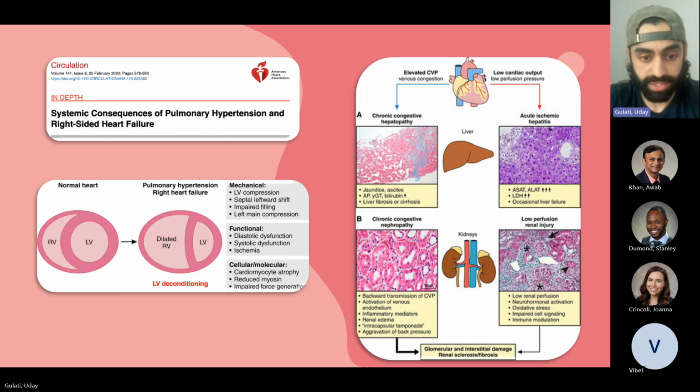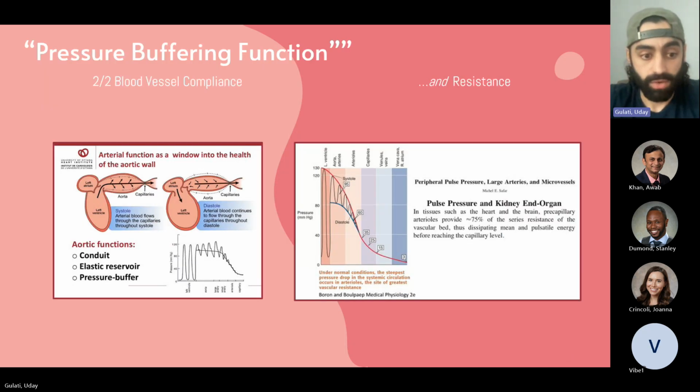What you're really looking at is the pulsatility of the veins: your hepatic vein, your portal vein, and if the congestion is severe enough, your renal veins. I would recommend reading this blog post on CV Physiology.